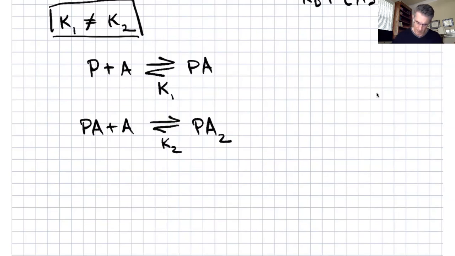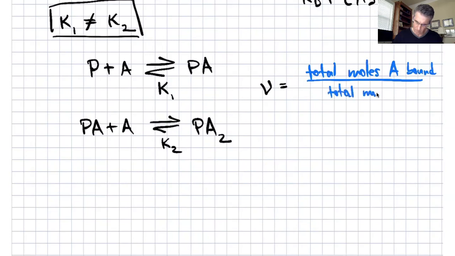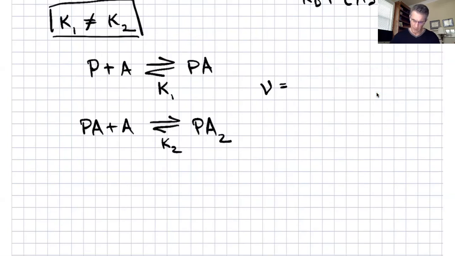Remember, the degree of binding is just equal to the total moles of A bound divided by the total moles of P, right? Okay, so what would that look like? Well, that's relatively easy. So we know that's what that has to be.